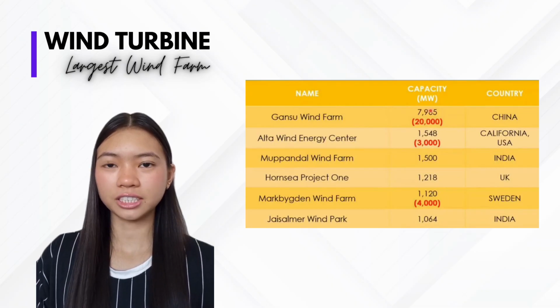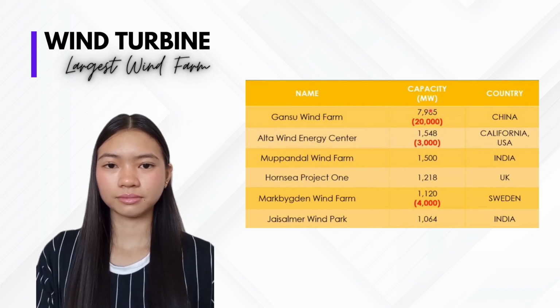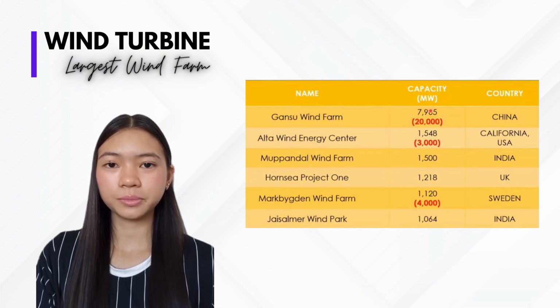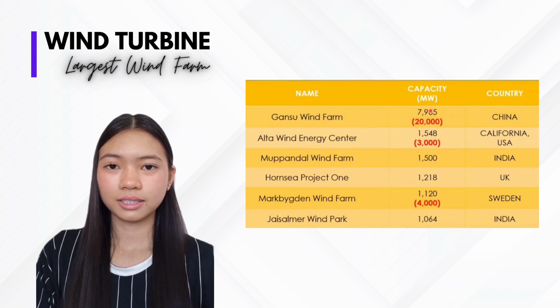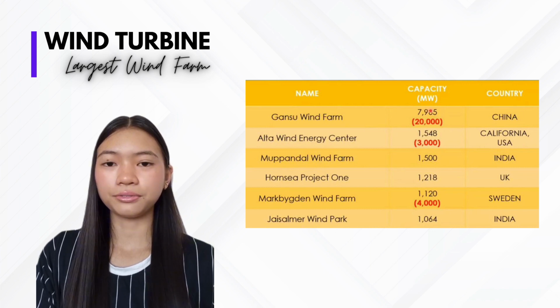Dito po makikita yung mga largest wind farm. Pero ang pinakamalaki po talagang wind farm sa buong mundo and updated is yung Gansu Wind Farm. Yung Gansu Wind Farm po is merong capacity na 7,965 megawatts. And meron po siyang ina-achieve na 20,000 megawatts and ito po ay kasalukuyang work in progress pa. And matatagpuan po ito sa China. Next po is yung Alta Wind Energy Center. Meron po itong capacity na 1,548 megawatts and meron din po itong ina-achieve na 3,000 megawatts na katulad din po ng Gansu na work in progress pa. And matatagpuan po ito sa California, USA.